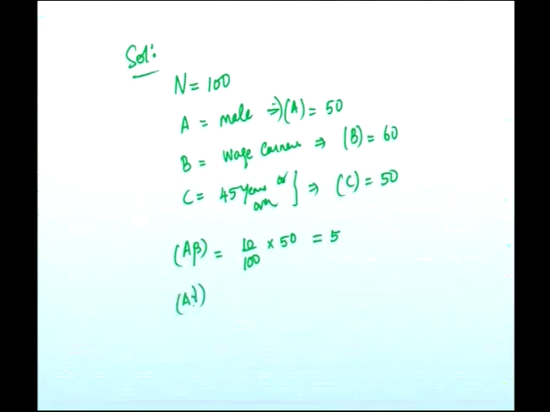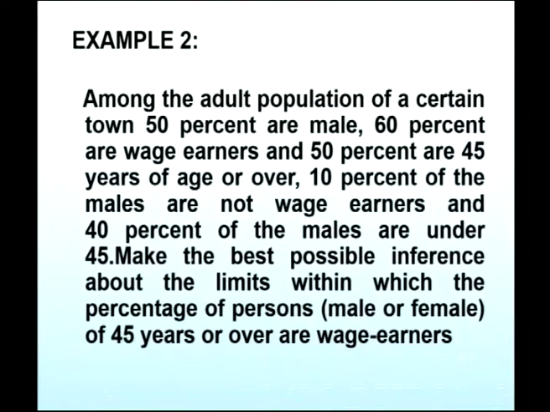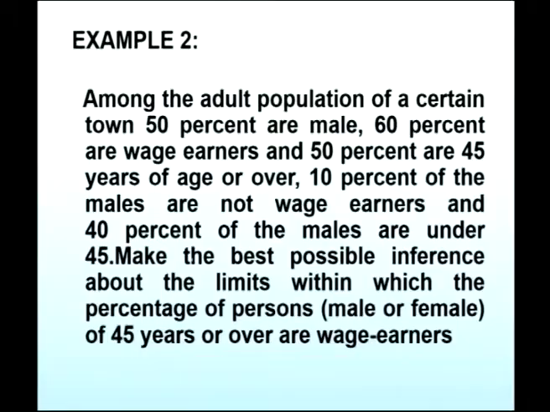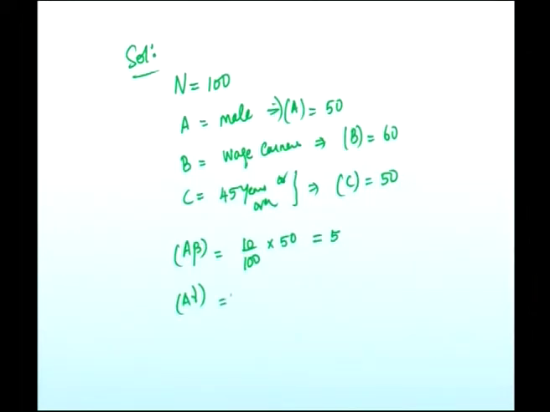Similarly, another piece of information is given in the question. What is that? 40% of the males are under 45. Again, males, and they are under 45 means they are not above 45 years of age, where we represented the attribute C as 45 years of age and over. So, under 45 means C is not there, but A is present. C is not there means A gamma we have to do, right? A gamma, and they are represented as 40%. So, 40 by 100 into, again with the males, therefore 40 by 100 into 50 gives you 20.